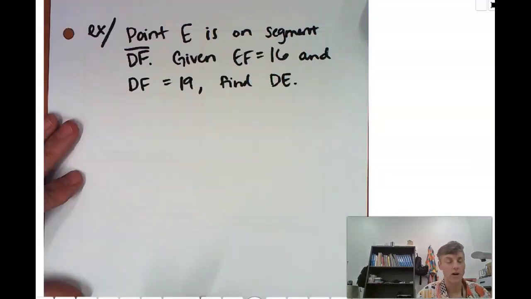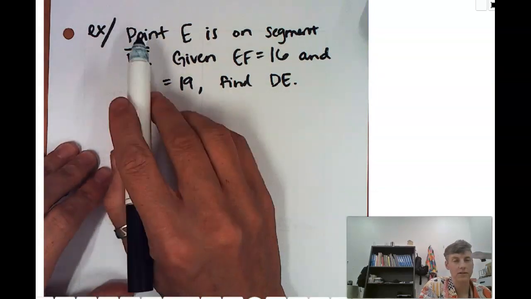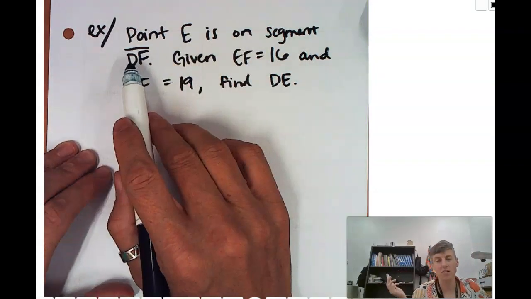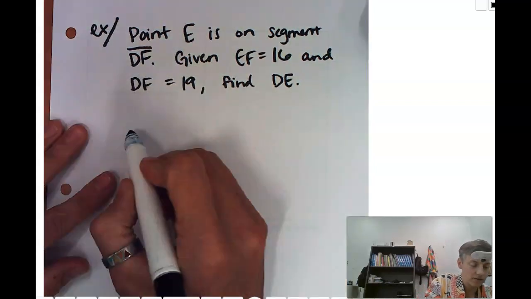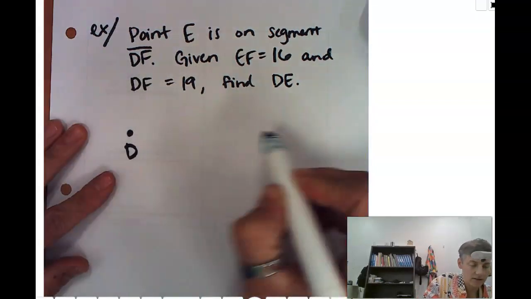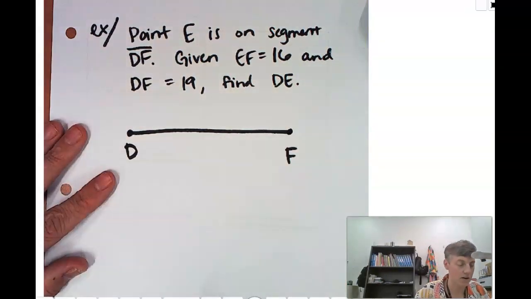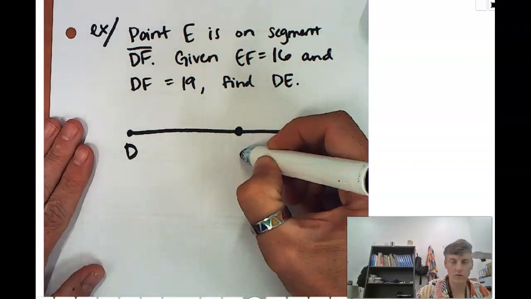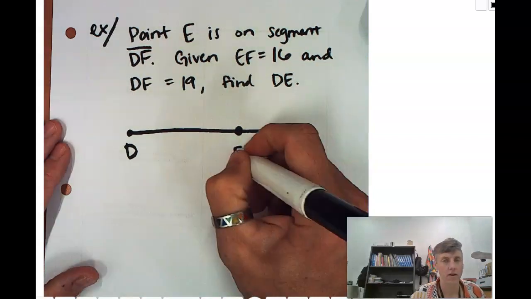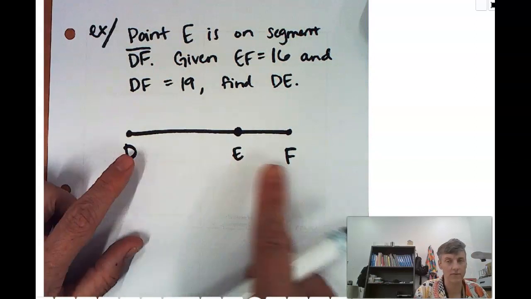All right, let's do another example. Let's say point E is on segment DF. What? I already don't know what we're talking about because I don't have a picture. Let's draw a picture. Sounds like we have segment DF, starts at D, ends at F, and point E is somewhere on that segment. Let's put it somewhere in between. All right, now this is better. Point E is on segment DF.